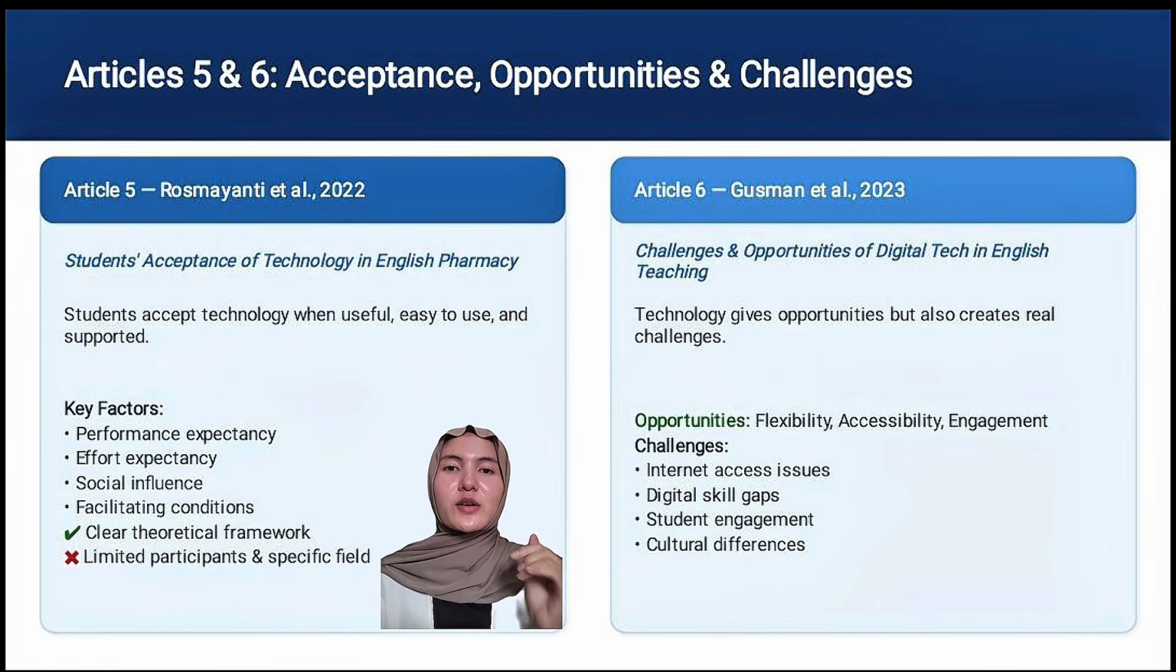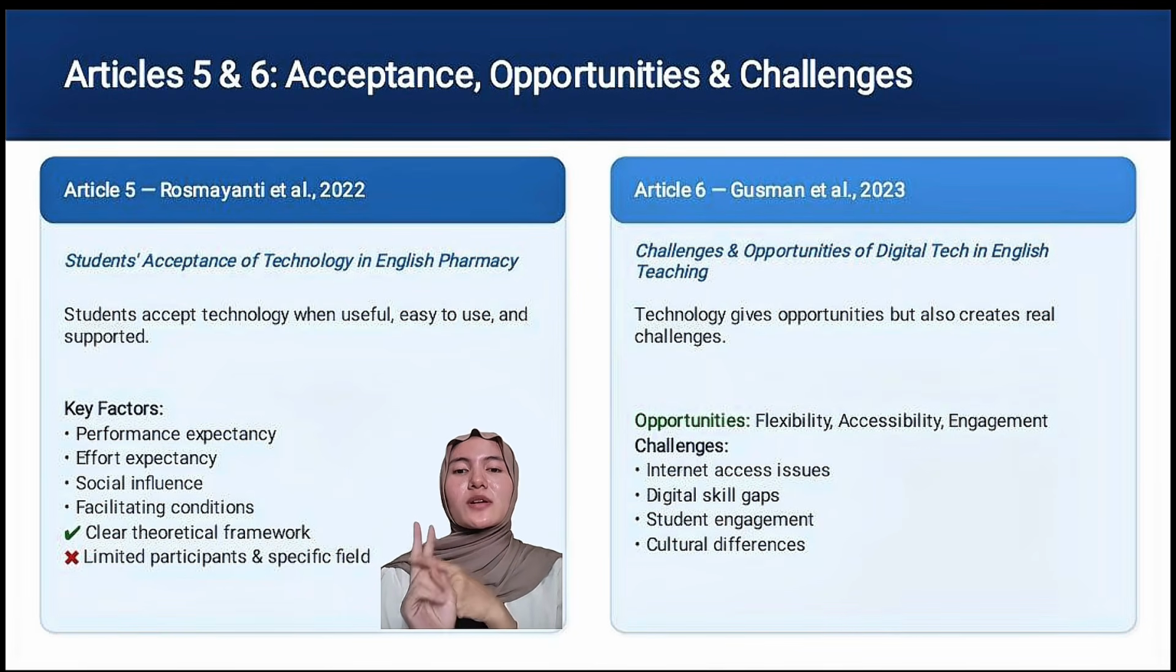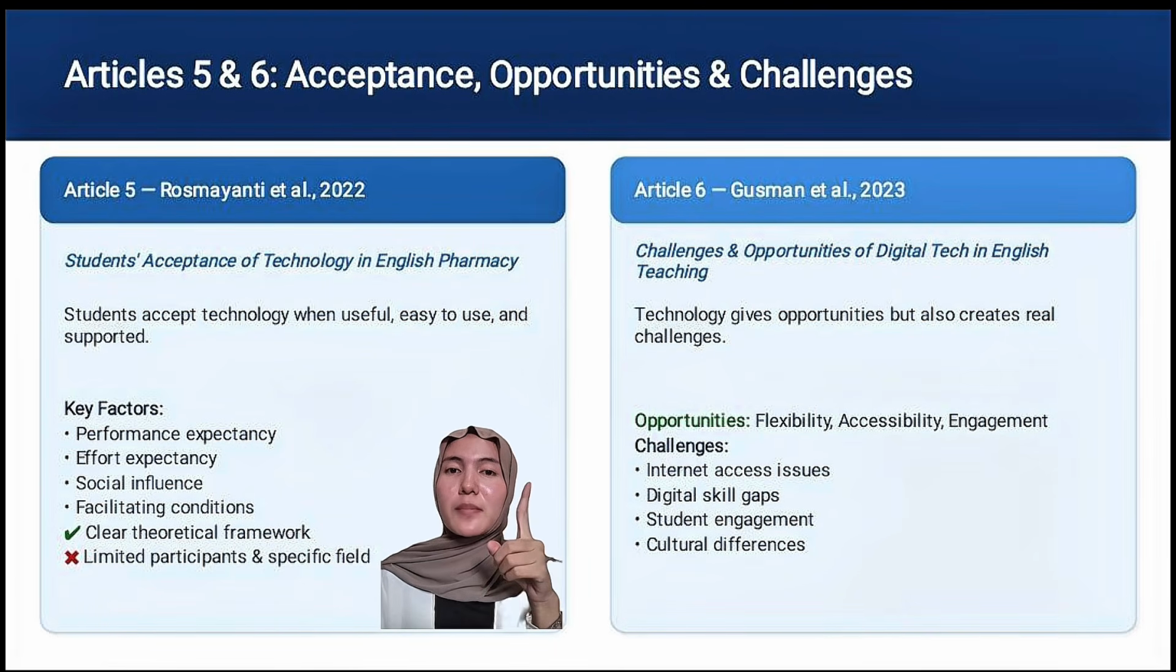The fifth article is by Rosmayanti, Noni, and Pata, published in 2022. This article discusses students' acceptance of technology in learning English in pharmacy. The article explains that students are more willing to use technology when they think it is useful, easy to use, supported by people around them, and supported by good facilities. The strength of this article is that it uses a clear theoretical framework. However, the weakness is that the number of participants is still limited and the article only focuses on pharmacy students.